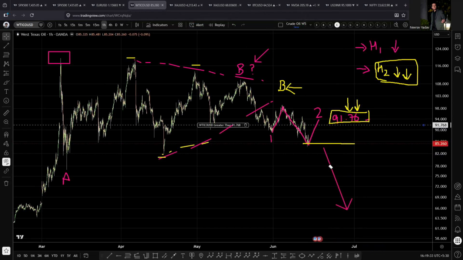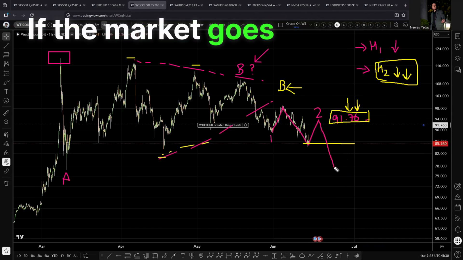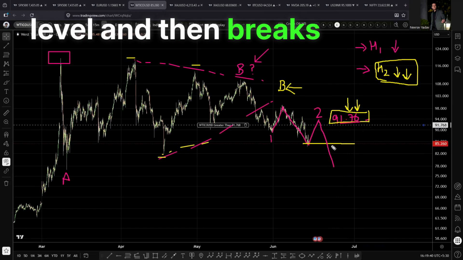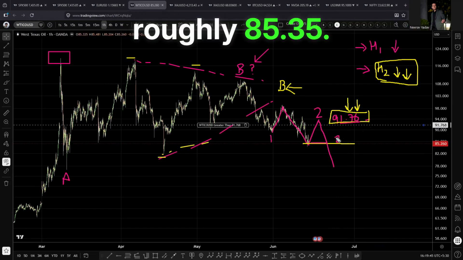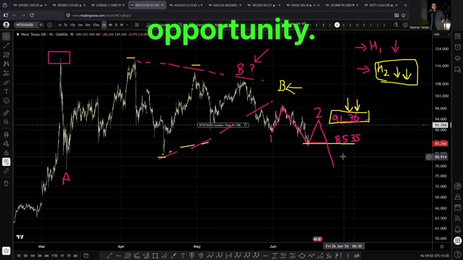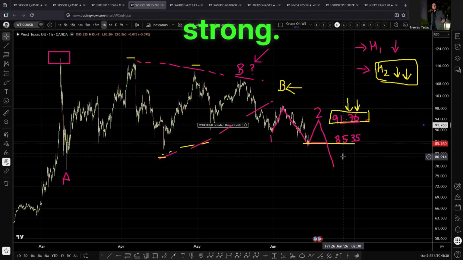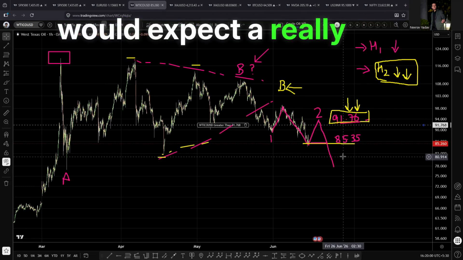Okay, so let me remove everything and tell you how we are planning out this trade. If the market goes around this level and then breaks this low, which is coming around roughly 85.35, then we have what you will call a very strong shorting opportunity. And this is actually not just strong, this is a really good opportunity, because at that point we would expect a really fast move on this counter.